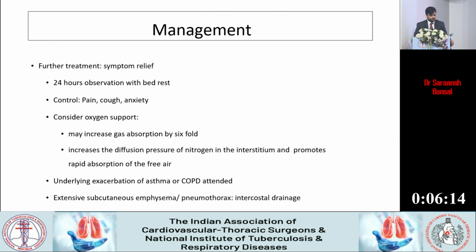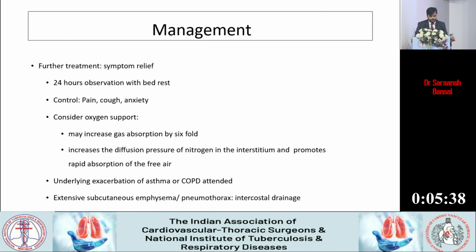Initially, there has to be a 24-hour observation period with absolute bed rest. We need to control the pain, we need to control the cough, and we need to control the anxiety. Anxiety from the patient's attendants, from the relatives, from your nursing staff who are not used to seeing someone's neck bloating up. We need to alleviate the anxiety as soon as possible. Oxygen support increases the gas absorption by 6-fold. This increases the diffusion pressure of nitrogen in the interstitium and promotes rapid absorption of free air.